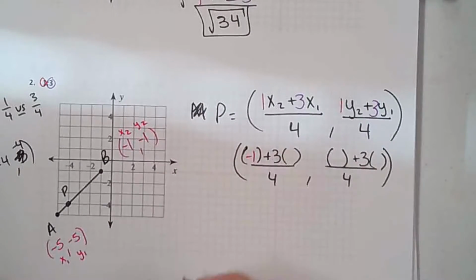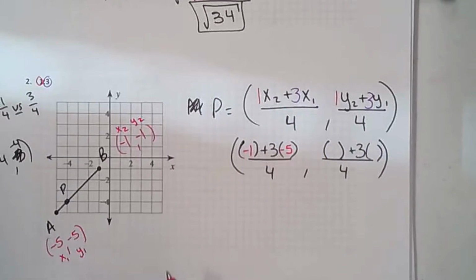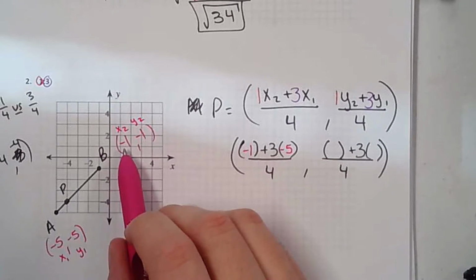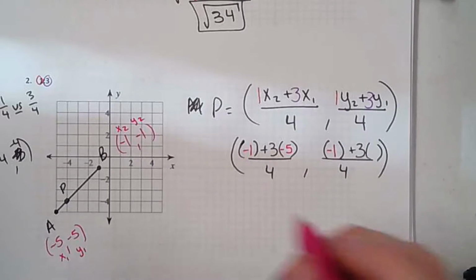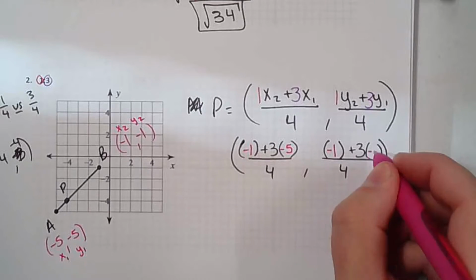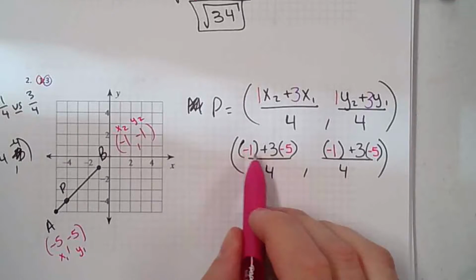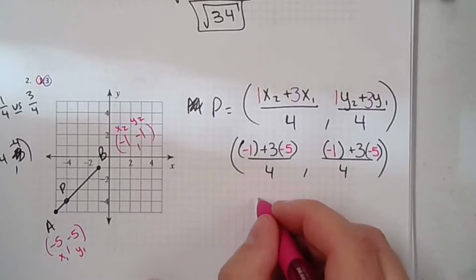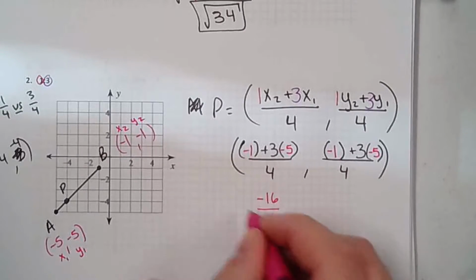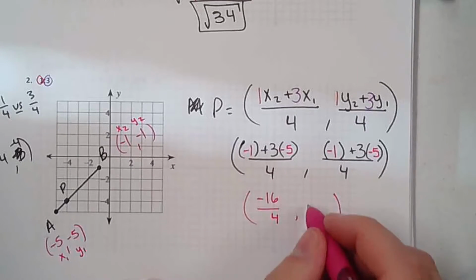That's negative 1. x1 comes next. That's negative 5. This next one, we've got y2 first, which is negative 1. And then y1 next is negative 5. So what do we get here? Negative 1 plus 3 times negative 5. 3 times negative 5 is what? Negative 15, minus another one, we get negative 16 over 4. Here we get the same thing, right? See how they're identical? So we're going to get negative 16 over 4 as well.